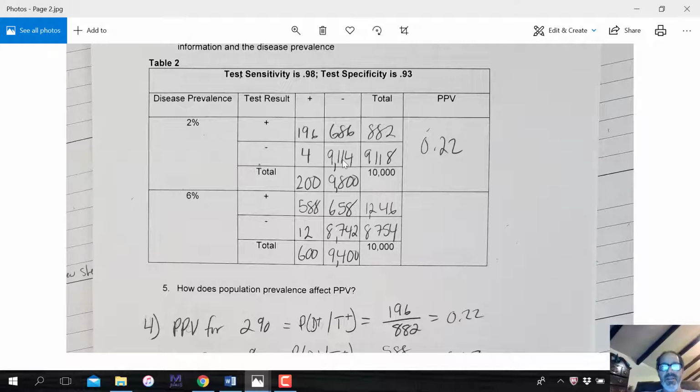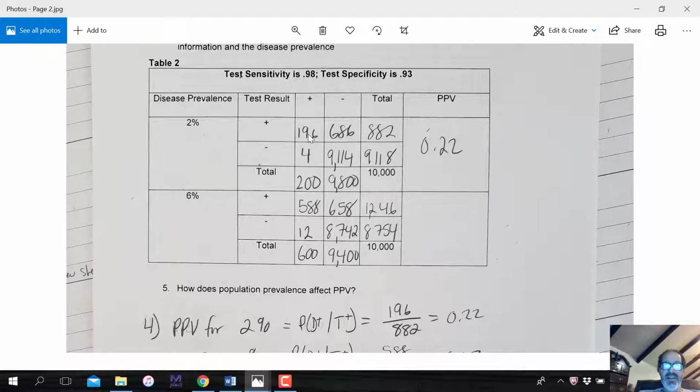And then you can subtract one from the other because they have to sum up to 9,800. So 9,800 minus 9,114 equals 686. Now that we have these values, we just add them up and we fill up this table. All right, so we want to know the probability of being disease positive given one tests positive for the 2%ers. Well, we have here 882 people tested positive.